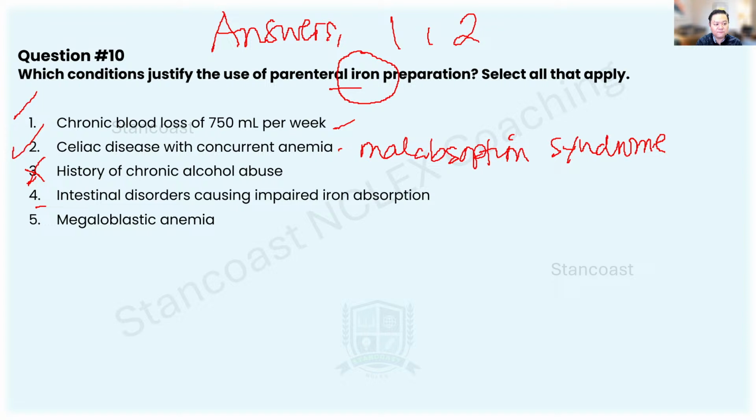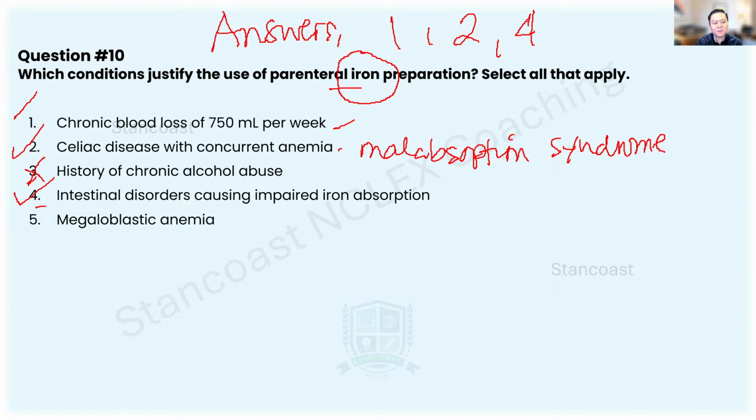Nope. 4, intestinal disorders causing impaired absorption. What do you think about that one? Intestinal disorders, for example, if the patient may have inflammatory bowel disease, the Crohn's, the ulcerative colitis, then there's going to be poor absorption of the iron from the food sources. So they're going to be able to get that parenteral route as well. Okay, so that's 3. What about 5? I'm sorry, 4 rather. Let me correct that. I got so distracted. So that will be 4.